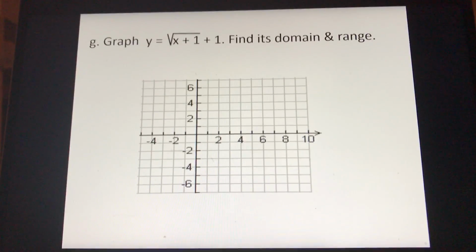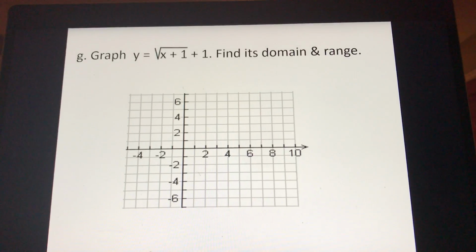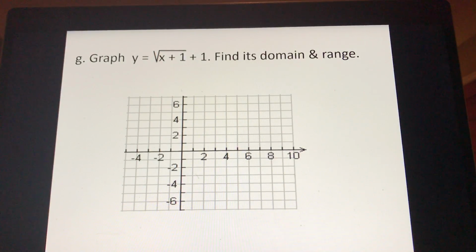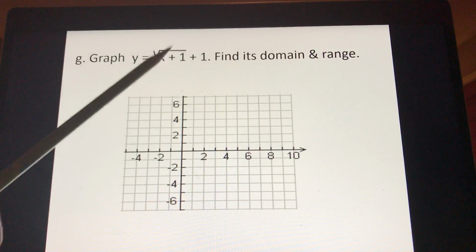Are we having fun yet? Of course we are. It's math. So this one's a sweet one. It essentially has two things affecting it.